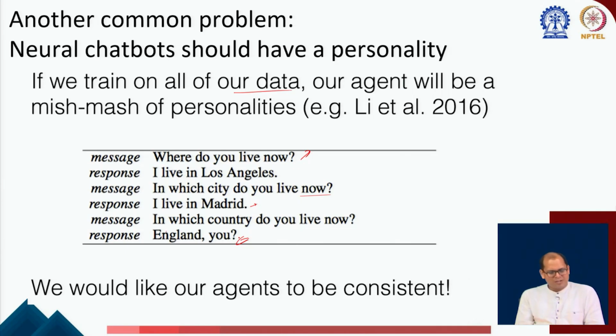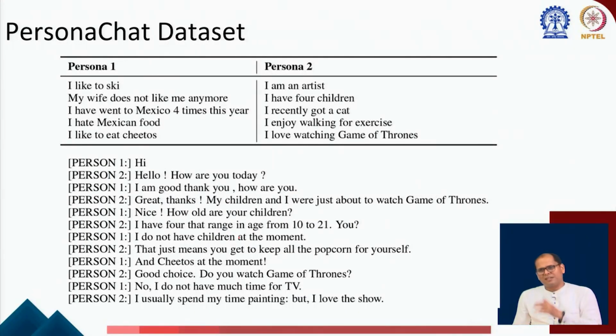So how do you ensure that? There have been different data sets around that. For example, the PersonaChat data set, where you are given a personality and you have to chat according to that. So learn how to stick to a personality, right. So here you are given a persona: I like to ski. My wife does not like me anymore. I have gone to Mexico 4 times this year, and so on, right. Then another persona, and you have a conversation between these two personas, and you have to be consistent with your persona while you are conversing, right. So this becomes an additional objective while training the dialog models.